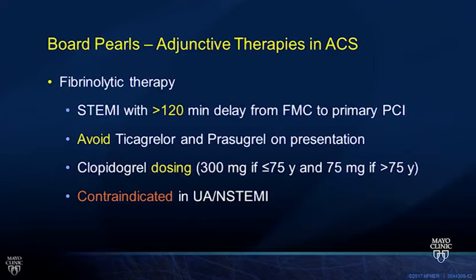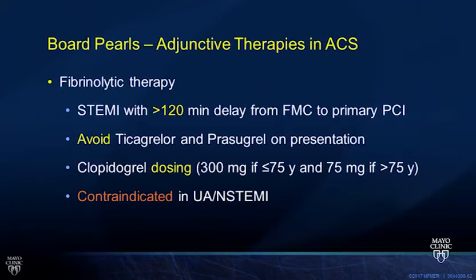Here are some board pearls that combine what we talked about in this lecture and the last. First, regarding fibrinolytic therapy. It's indicated for STEMI with greater than a 120-minute delay from first medical contact to primary PCI. You avoid ticagrelor and prasugrel on presentation. This has not been tested in the setting of lytic agents.